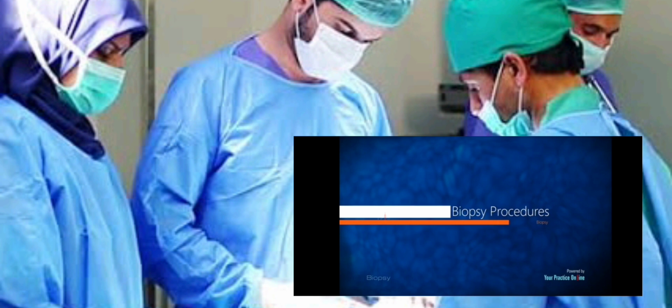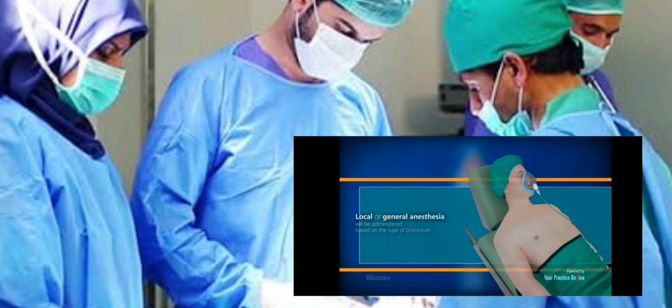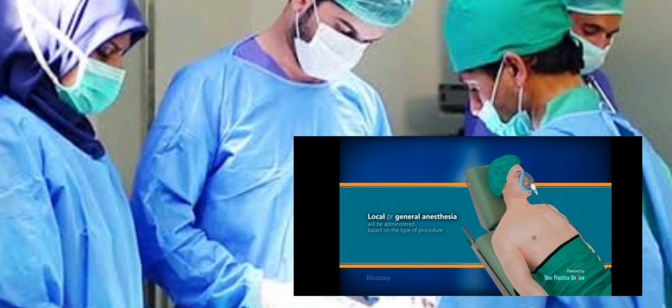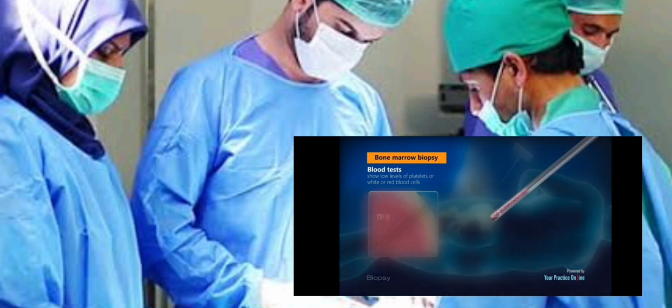Biopsy procedures. Biopsies may be obtained by different procedures depending on the part of the body which needs to be examined. Local or general anesthesia will be administered based on the type of procedure. The various procedures include bone marrow biopsy. Your doctor may order bone marrow biopsy if your blood tests show low levels of platelets or white or red blood cells. It is also performed when cancer in the bone marrow is suspected.